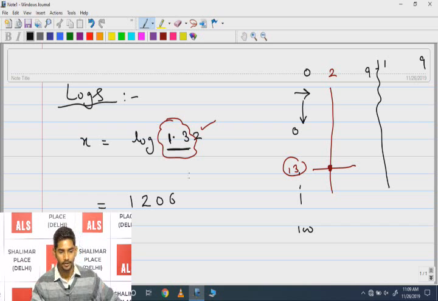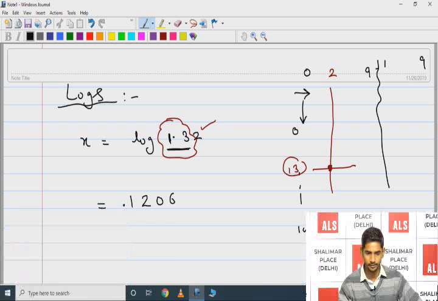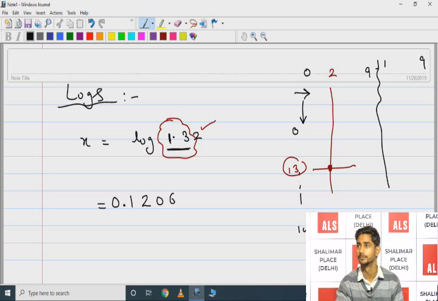Okay, got it. So guys, what you have to do is just put a decimal before these 4 digits, and you will have your answer. So the answer is 0.1206. Are you clear with the first question? Raise your hand.